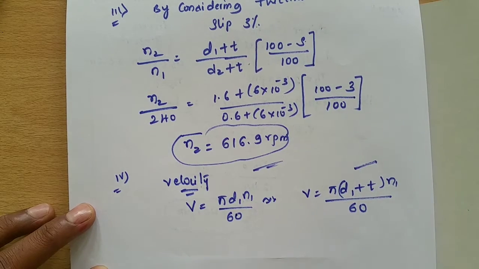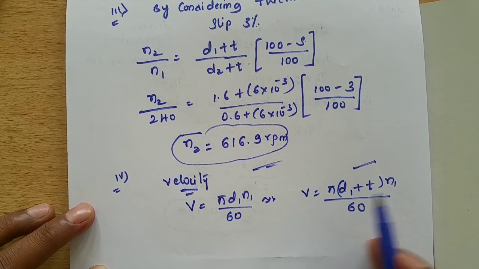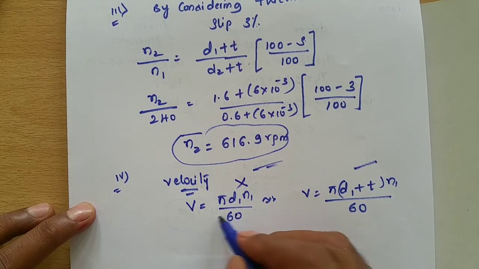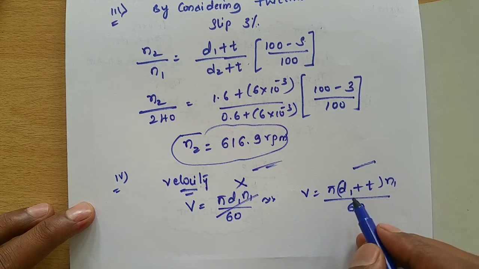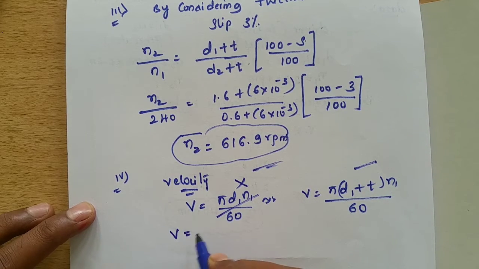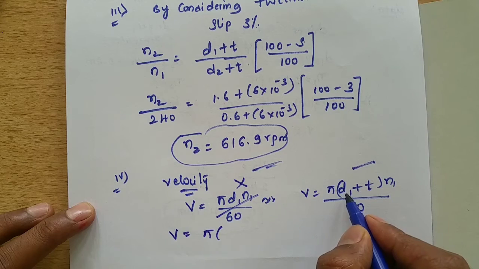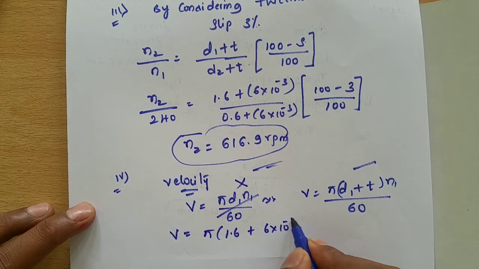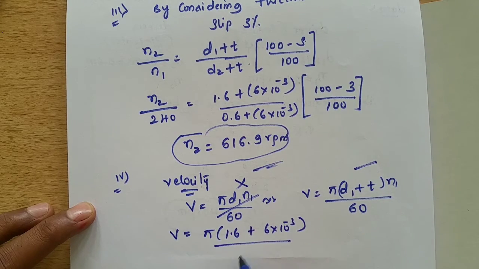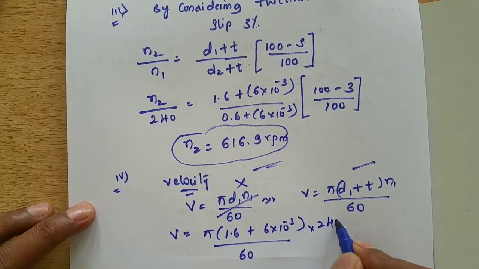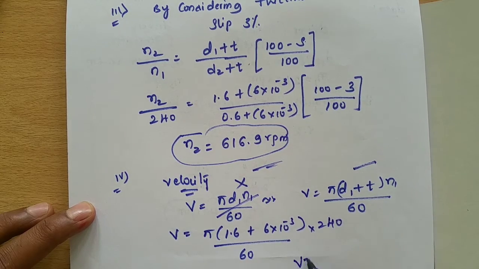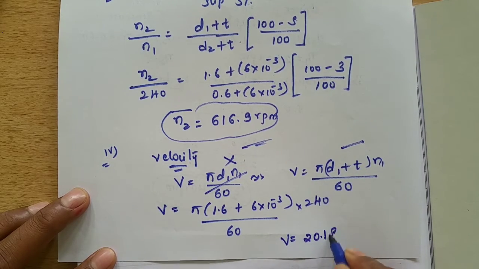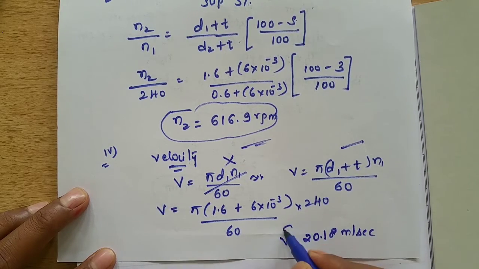Even we can take pi into (d2 plus t) into n2 by 60 also. So generally we will consider this part here, since the data has been given for d1 and n1. I will not consider the other part, only this one, because the thickness is given. So v is equal to pi into (d1, which is 1.6, plus thickness, which is nothing but 6 into 10 power minus 3) by 60 and into 240 rpm. When we simplify this, we are going to get the velocity v is equal to 20.18 meter per second.